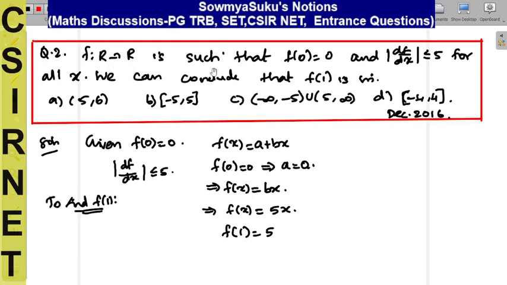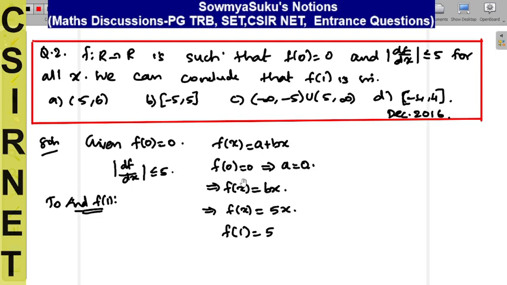Second question: f from R to R is such that f of 0 equal to 0 and modulus df by dx is less than or equal to 5 for all x. We can conclude that f of 1 is in which set? The given conditions are these two. Since f of 0 equals 0, accordingly we take a function. I am taking the linear function a plus bx. Substituting 0 in place of x, we get a equal to 0. So f(x) is equal to bx. Now if I differentiate, I have to get less than or equal to 5, so I choose b equal to 5.